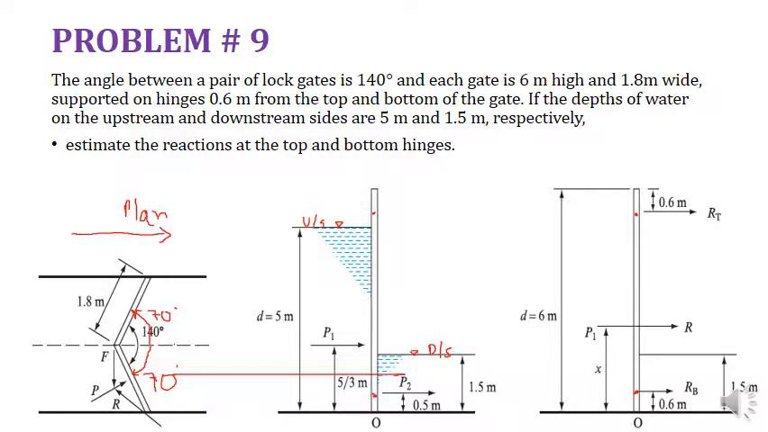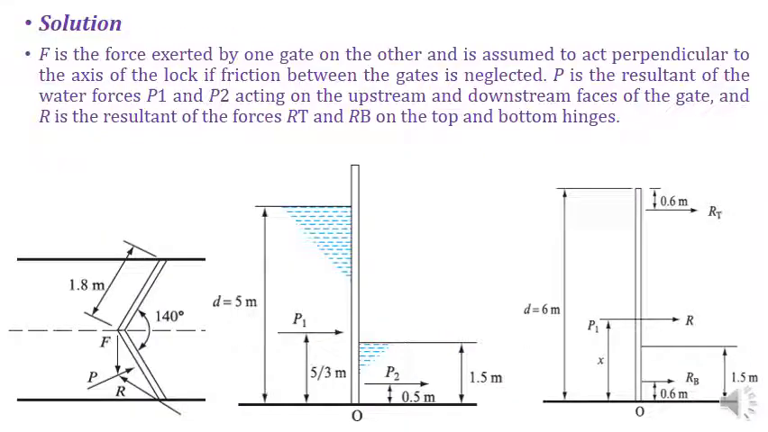So for this case you can go towards the next slide for the solution. If you have understood the sketching of these diagrams, then there are some more things you can see in this diagram. That is F. F is the force exerted by one gate on the other and is assumed to act perpendicular to the axis of the lock if friction between the gates is neglected. So first of all we need to mention this F. What is this F? This F is the force exerted by one gate on the other.